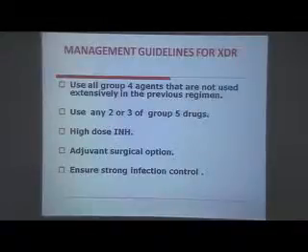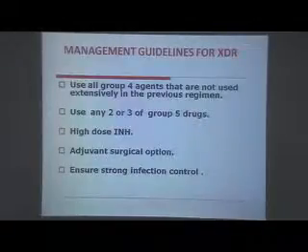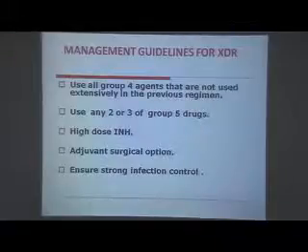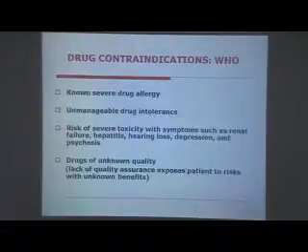Use all the 4 agents that are not used extensively. Use any 2 or 3 from group 5. High dose of isoniazid is also very important. Instead of 300 milligram isoniazid, you can give 600 milligram daily. That will also to some extent help. Adjuvant surgical option has to be considered, and ensure strong infection control. These are the basic principles for treating MDR and XDR TB.